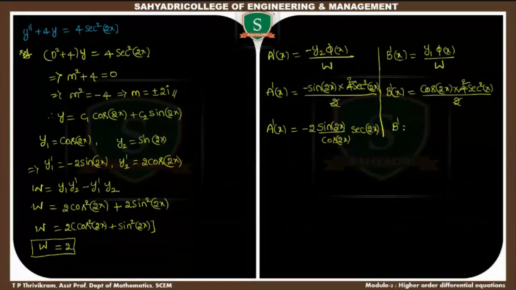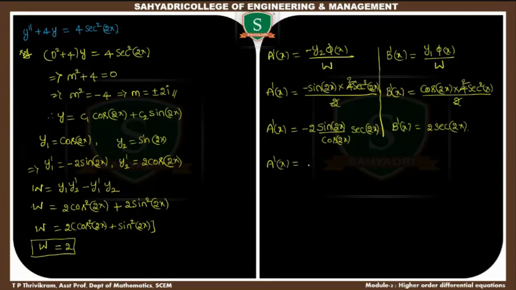Similarly, b dash of x is equal to, the 1 by cos and secant you can cancel. You will get 2 secant 2x. So a dash of x is equal to minus 2 sin by cos, which is tan 2x, into secant 2x. Similarly, b dash of x is equal to 2 secant 2x.